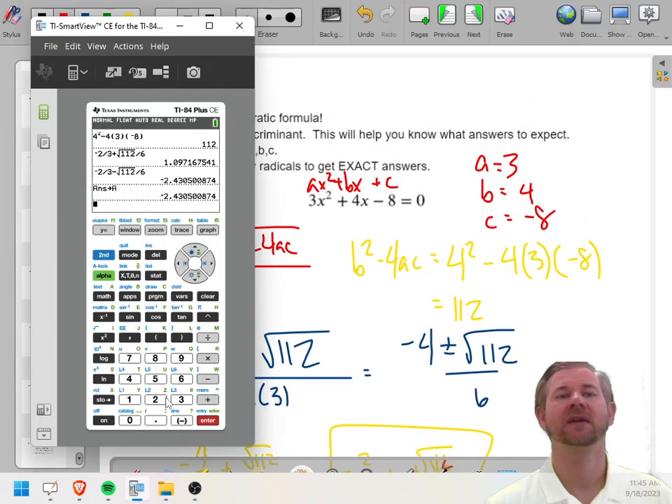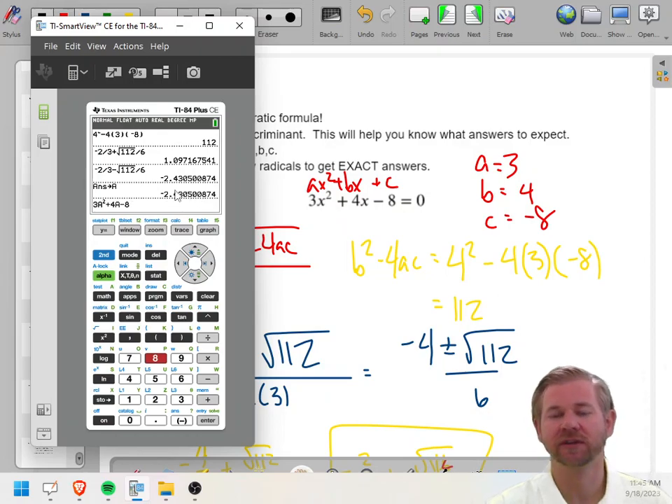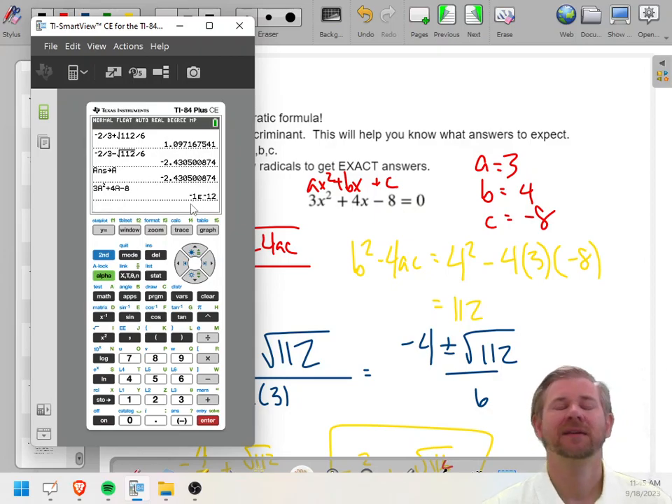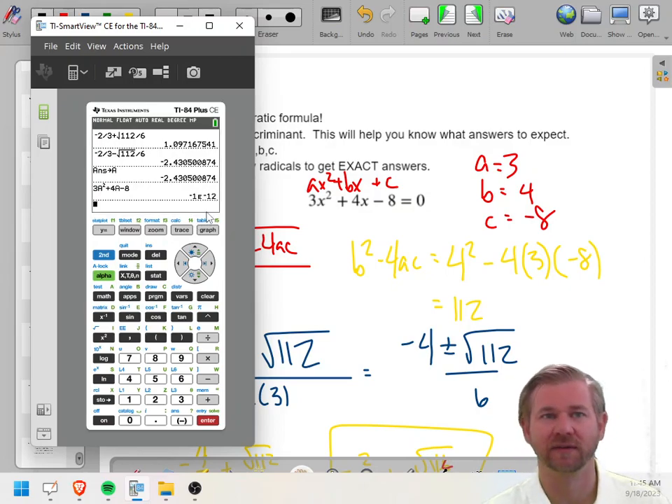So I'm going to plug it in. 3 times A squared plus 4 times A minus 8. Instead of x, I'm plugging in that whole decimal. The computer is just doing it for me. So 3 times negative 2.43 squared plus 4 times negative 2.43 minus 8. I should get 0. Oh, that's 0.00000000001. So that's a really, really small number. That means 0. That's scientific notation. That's 0. So we got 0.